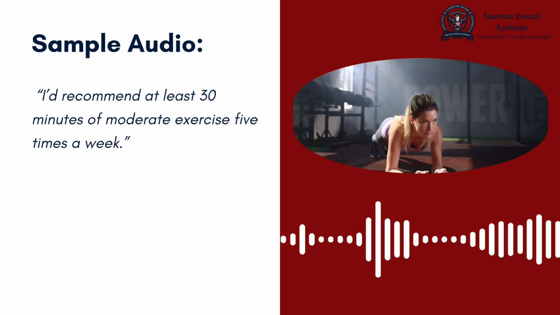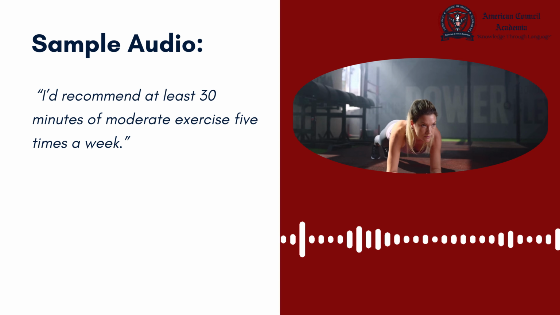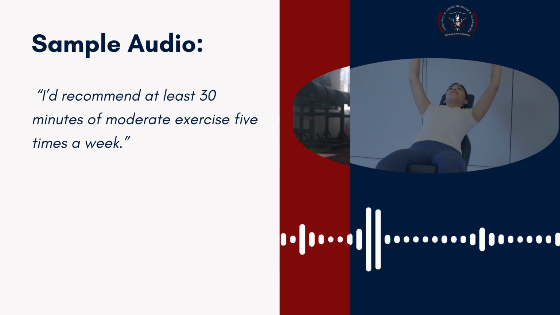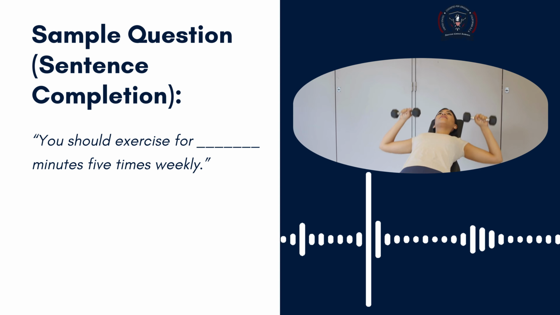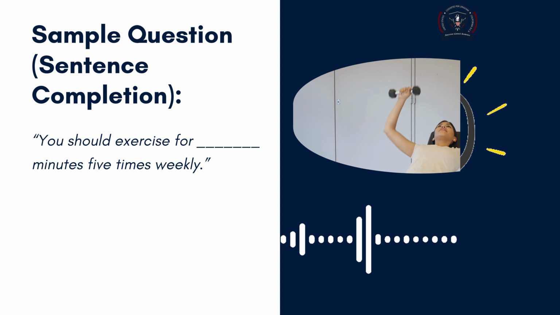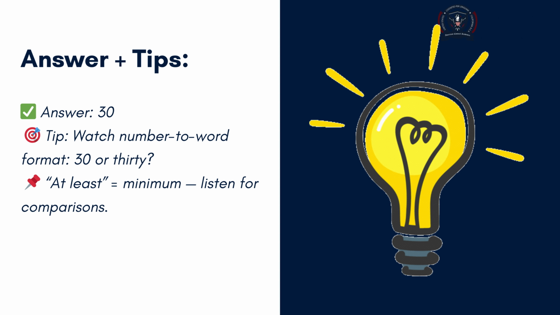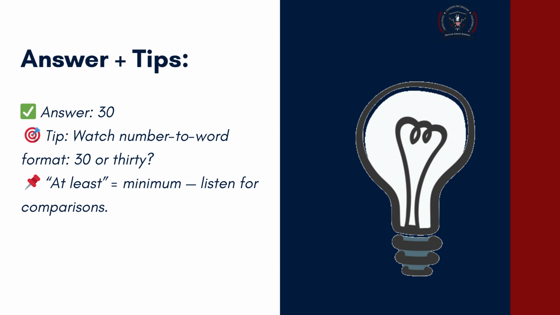For example, I'd recommend at least 30 minutes of moderate exercise 5 times a week. A question may be, you should exercise for blank minutes 5 times weekly. The answer is 30. Watch out for number-to-word format and comparison clues like at least.